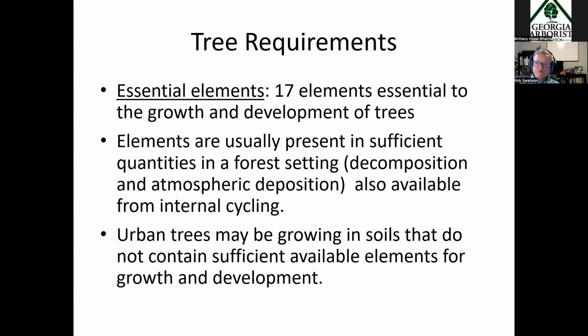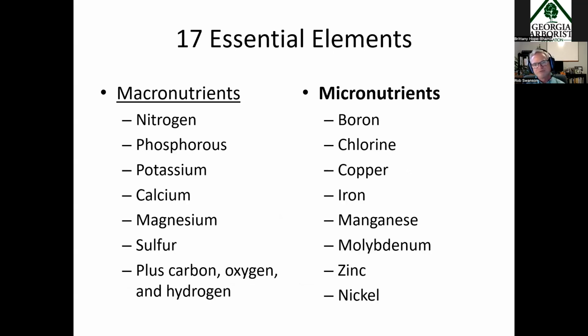So these urban trees may be grown in soils that do not contain these elements in sufficient amounts, either because the soil's been damaged, or it wasn't the right mix of soils to begin with, or we are interrupting that nutrient cycling. These elements come in two different groups. There are macronutrients and micronutrients. Macro means large, and micro means small. And so macro elements are the ones we're going to need the most abundantly. And these are nitrogen, phosphorus, potassium, calcium, magnesium, sulfur, plus obviously the gases such as carbon, oxygen, and hydrogen.